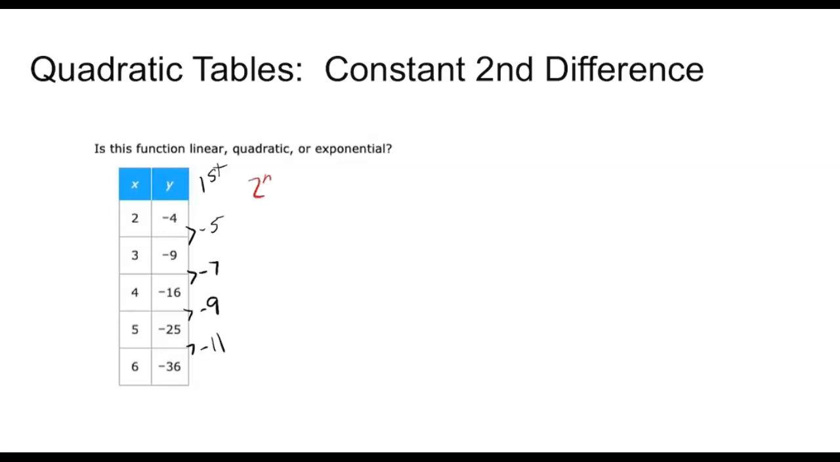Now I'm on my second difference. Negative 5 to negative 7, I subtract 2. Negative 7 to negative 9, subtract 2. Negative 9 to negative 11, subtract 2. What I have here is a constant second difference, which means I have a quadratic. Now we have one more to talk about. Now I have exponential tables.